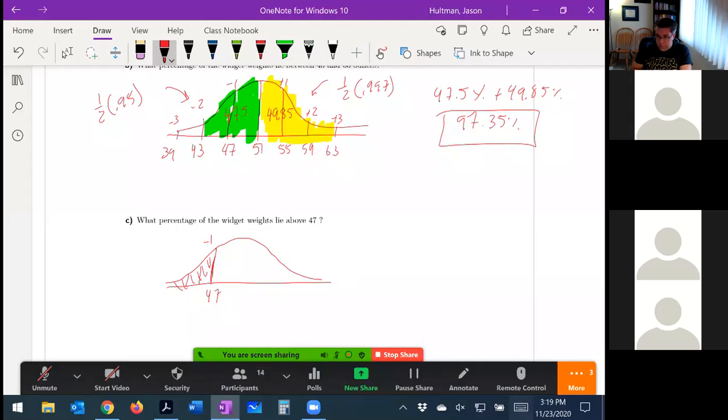All right, Professor. Wait, did you add up 47.5 plus 44.85? 49.85. Sorry, 49. Okay, thank you. So this is the green area. This is the yellow area.